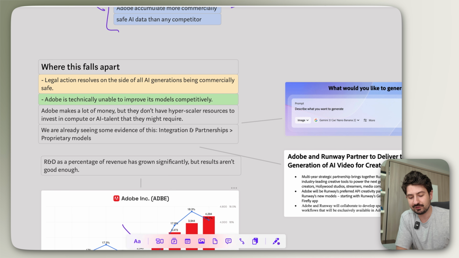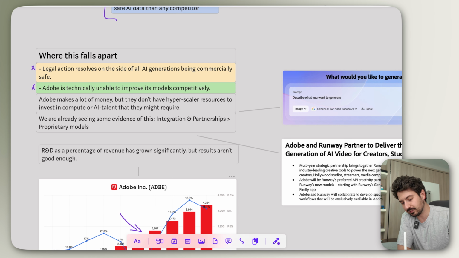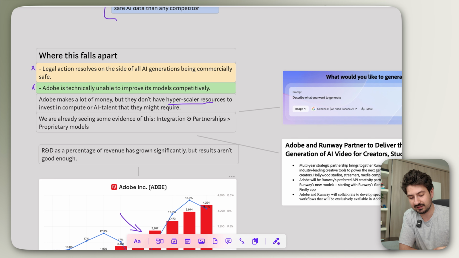So where this falls apart is, again, where the legal action resolves on the side of all AI generations being commercially safe. Then Adobe's advantage basically doesn't matter. And then the other side of it is that they're not able to get to that competitive standpoint. What I think about here is that Adobe does make a lot of money, but they don't have hyperscaler resources to invest in compute or AI talent that they might need to make it super competitive.